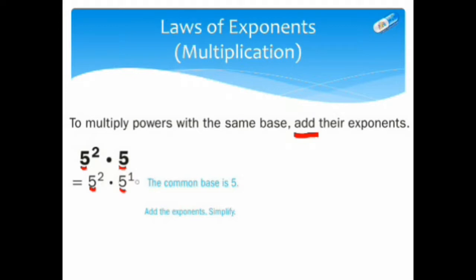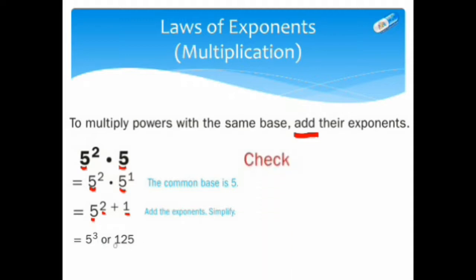So we will add the 2 and the 1 like this. We put the common base, which is 5, and we write it once and we add the powers. This will give us 5 power 3, or 125 to simplify.